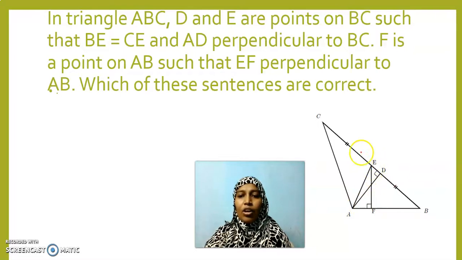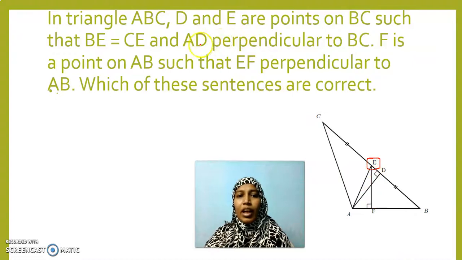Okay, now the next question is, in triangle ABC, D and E are points on BC. Side by side, look at the diagram. Such that BE is equal to CE. If both the halves are equal, this BE and CE are equal, what can you say about this point E? Is there anything special about this point E? Yes, very good. It is the midpoint of BC.